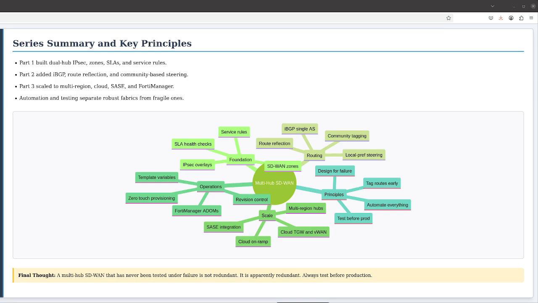Design for failure explicitly, because a multi-hub design that has never been tested under failure is not redundant, just apparently redundant. Tag your routes with meaningful metadata from day one, because BGP communities are the currency of traffic engineering and retrofitting them later is painful. Automate everything possible with FortiManager templates and variables, because manual command line interface does not scale past a few dozen devices. And finally, match your SD-WAN pattern to your application profile, not the other way around, because forcing cloud traffic through legacy hubs defeats the purpose of modernizing in the first place.